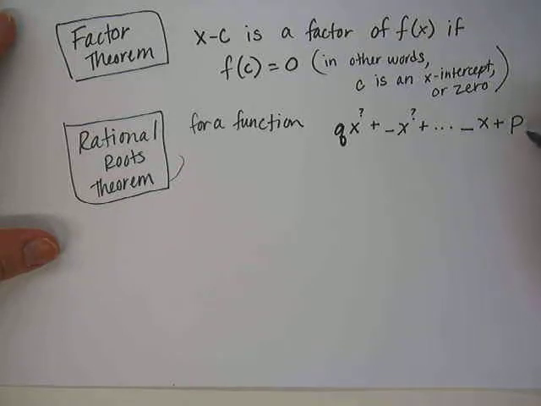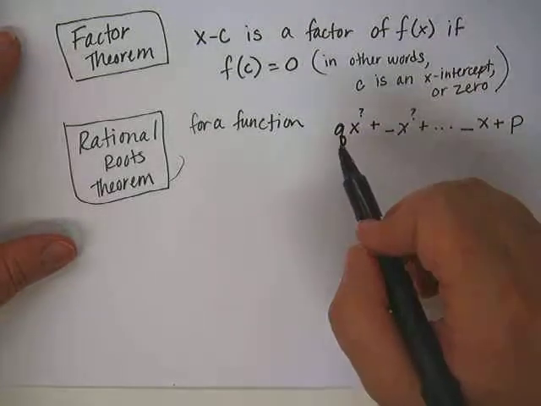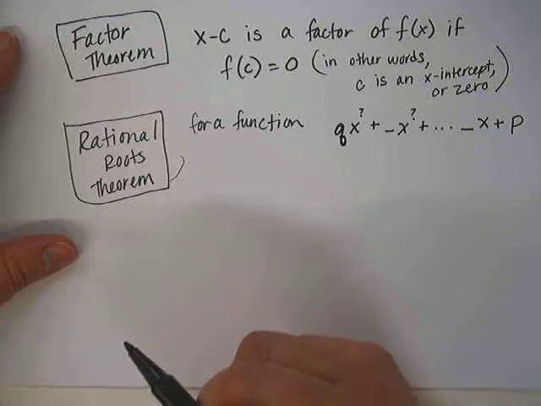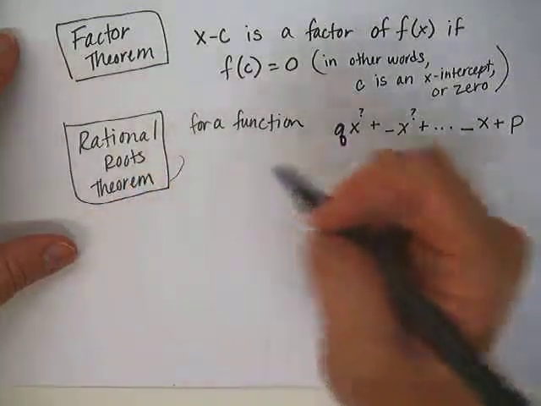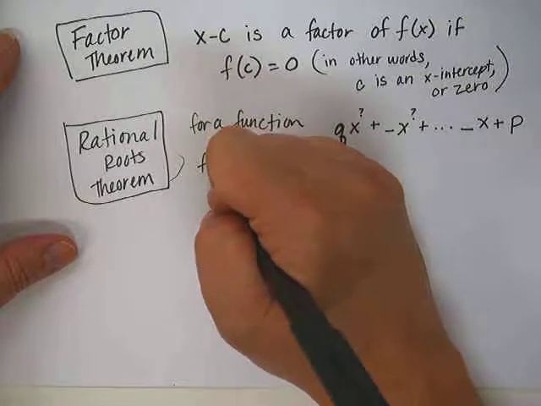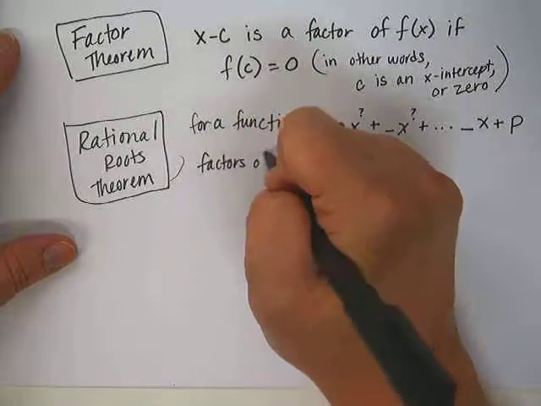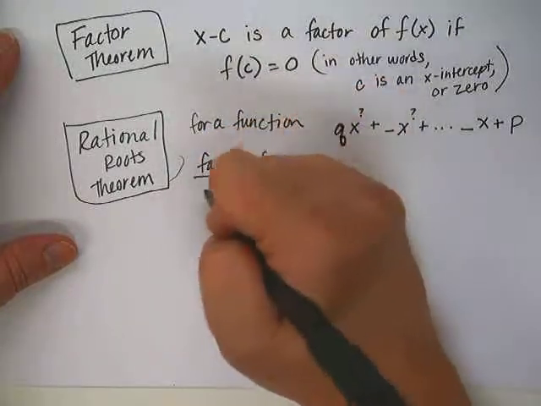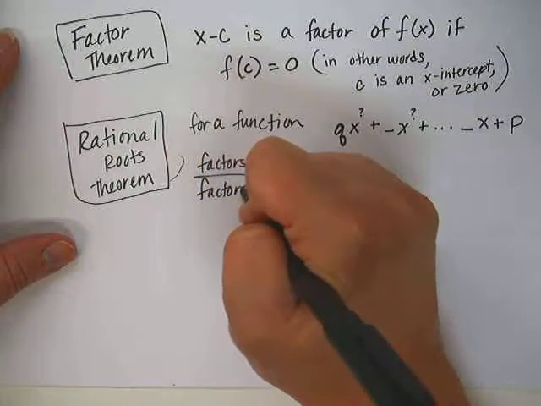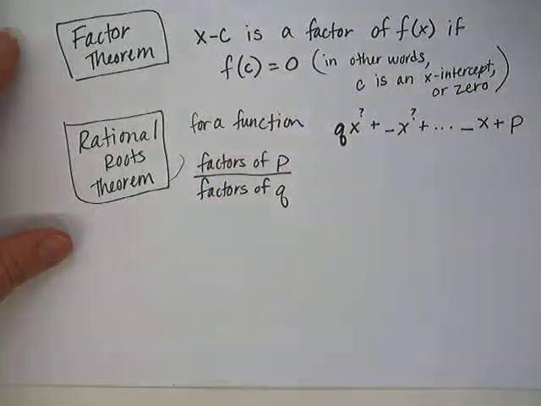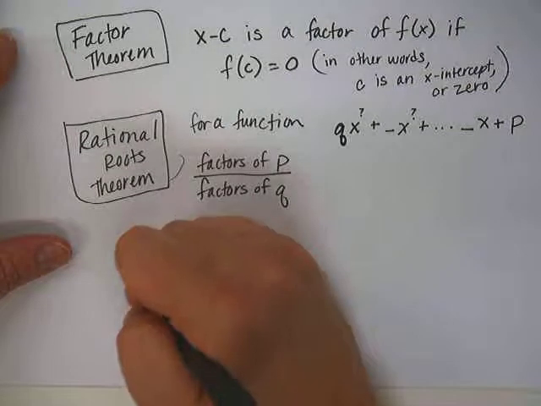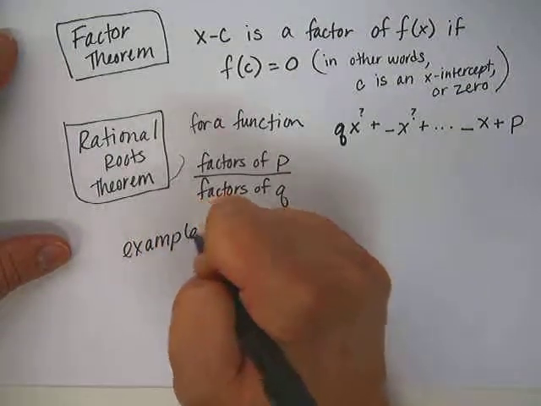What you do to find the potential rational zeros is to take the number p and factor it, and then take the number q and factor it. And then to find those potential rational zeros, you're going to take all the factors of p and divide it by all the possible factors of q. And that will give you your potential roots for that polynomial function. This is going to make a lot more sense if we do an example.